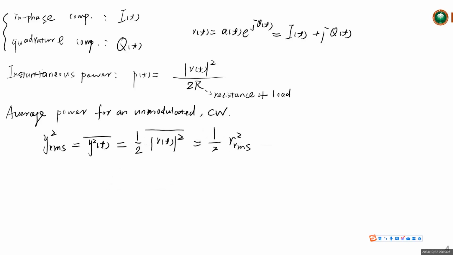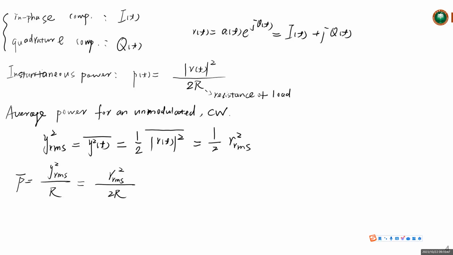So now the average power can be expressed as divided by the resistance of the load, right? This is y squared RMS. And then finally it can be expressed as half of this, like this one. And so this is how to calculate the average power of the unmodulated continuous wave.